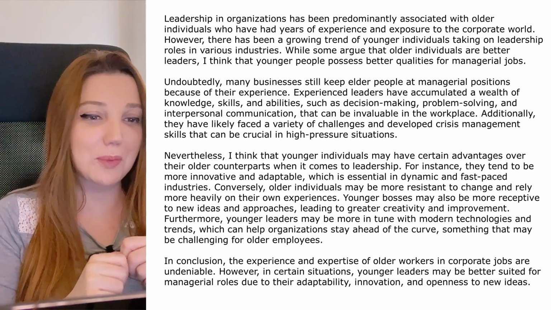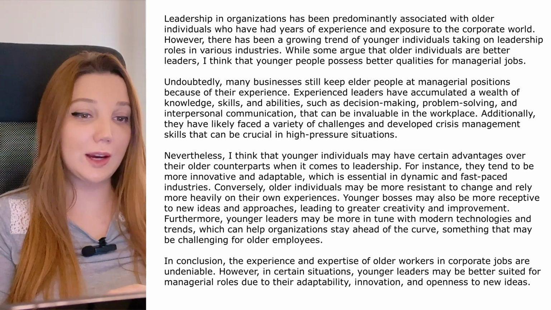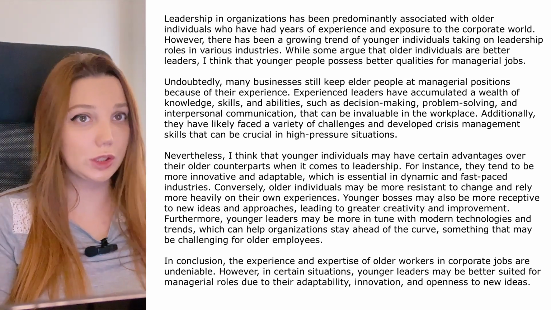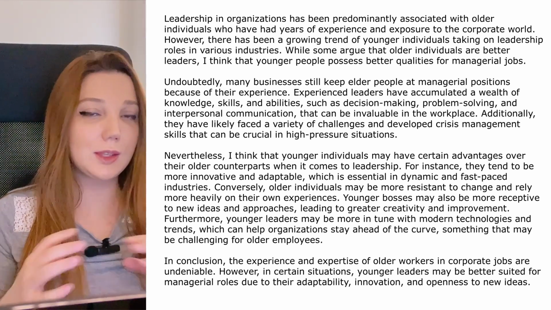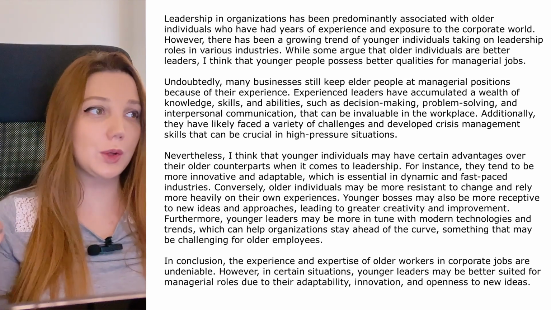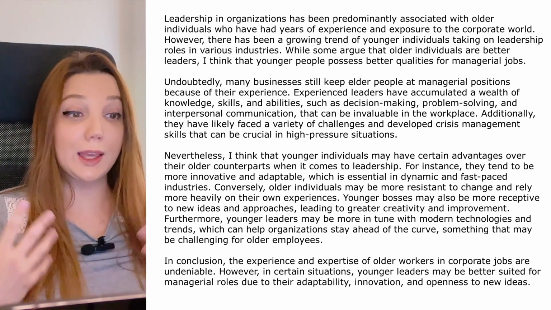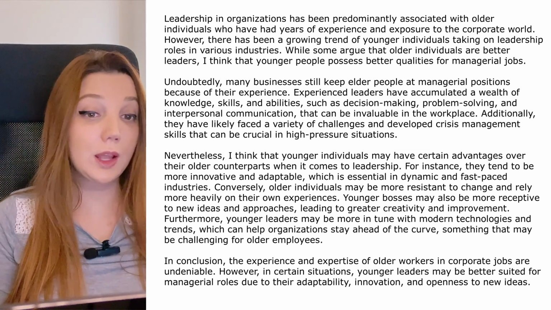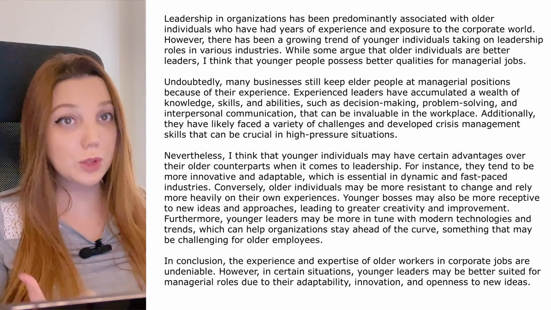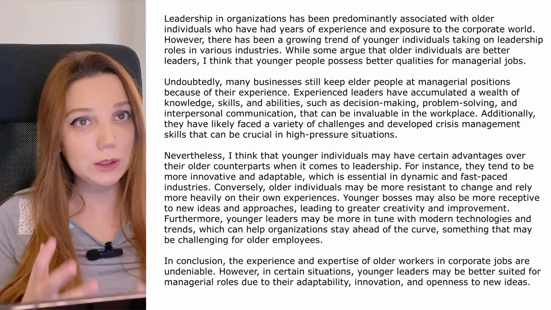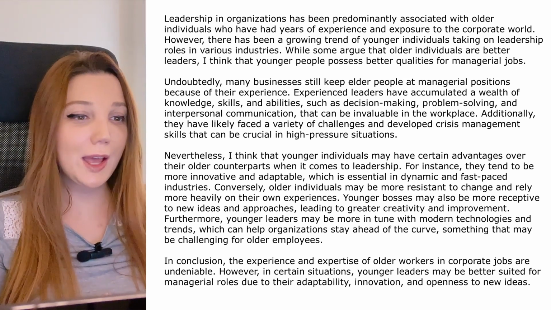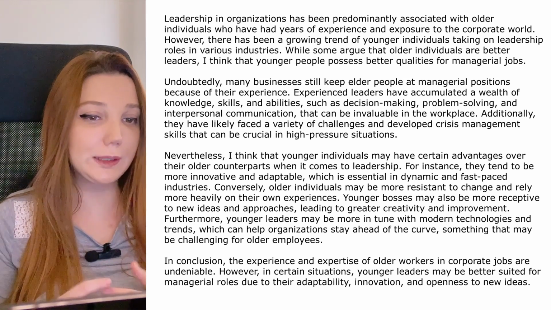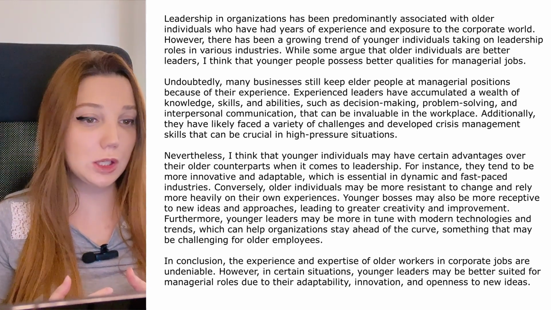Now let's go to the second body paragraph. Nevertheless, I think that younger individuals may have certain advantages over their older counterparts. Okay, this is my transition sentence. I go to my own opinion and I give my own ideas why younger people are better. And also I added here "when it comes to leadership," because we're talking about leadership positions. And here I have they can be more innovative, adaptable in these fast-paced industries.